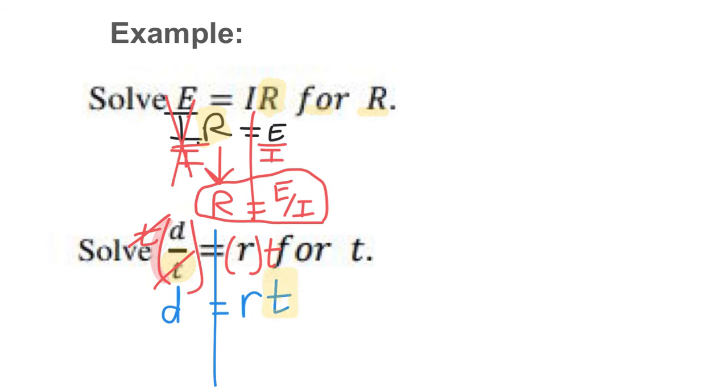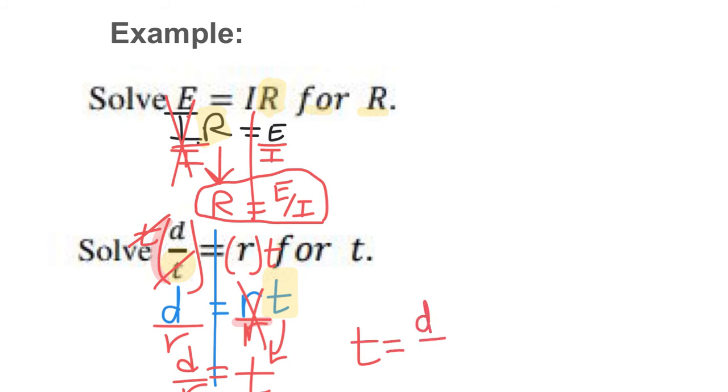So I kind of moved the wrong thing, but there was no other way to go about doing that. That was the only thing I could move. So now I've got to find a way to get rid of the R that's on the same side with the T. Since R is being multiplied by T here, I can divide it. And that brings my T down below. And over here, D divided by R is exactly that, D over R. So T is equal to D over R.